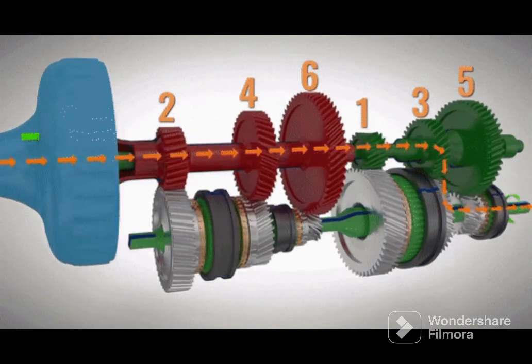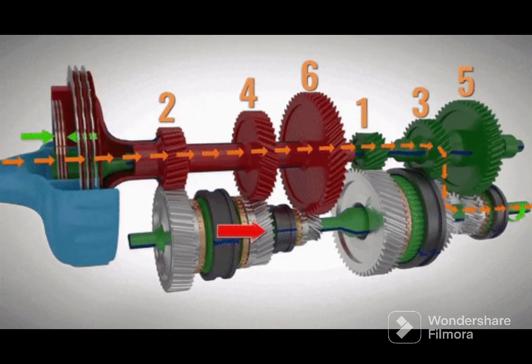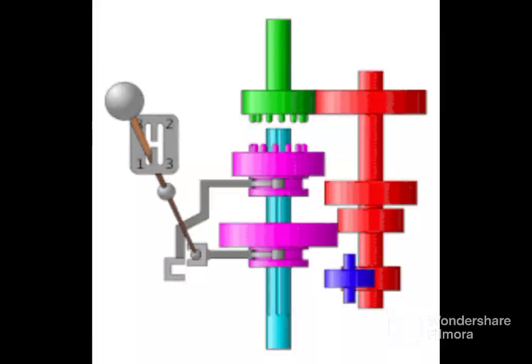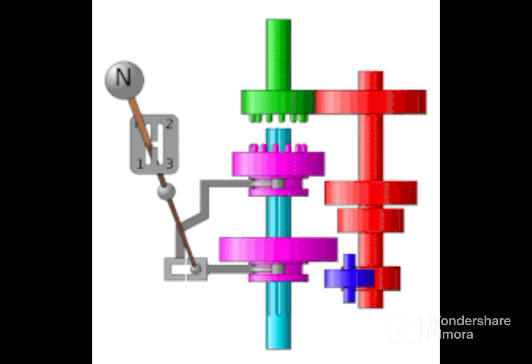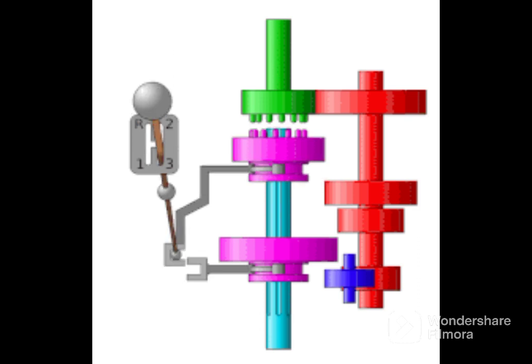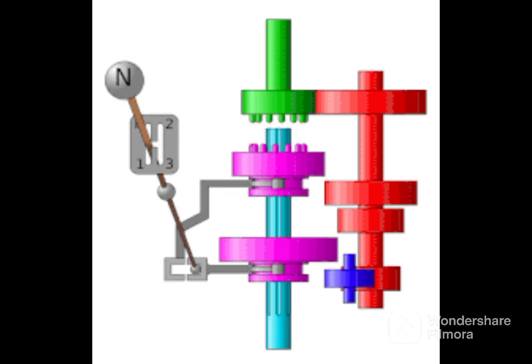With today's dual-clutch automated manual transmissions, sometimes called a double-clutch transmission or a twin-clutch transmission, a computer controls the clutch engagement and shifting, bridging the gap between a manual and automatic transmission.